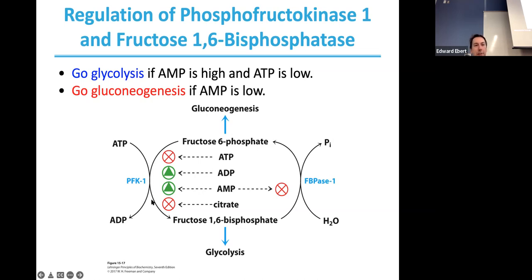Okay, so I like this. Go glycolysis if AMP is high and ATP is low. Go gluconeogenesis if AMP is low.